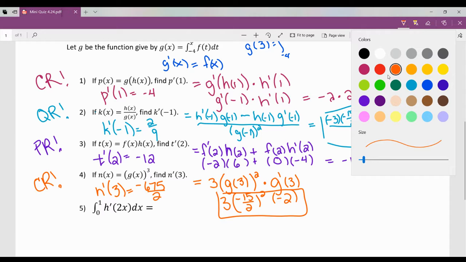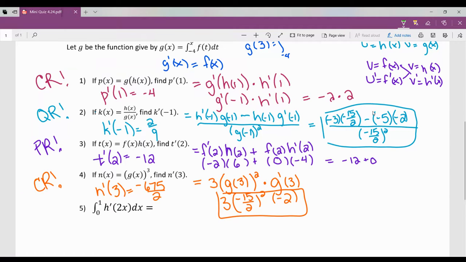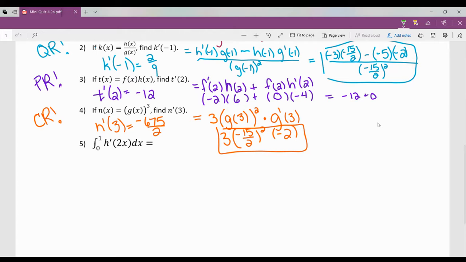What color should I do? Let's do bright green. All right, so we've got the integral of h prime of 2x. Notice on the inside, it's more than just a plain old x. So we're going to use u sub. All right, so my u is equal to 2x. du dx equals 2. du equals 2 dx. So dx is equal to 1/2 du.